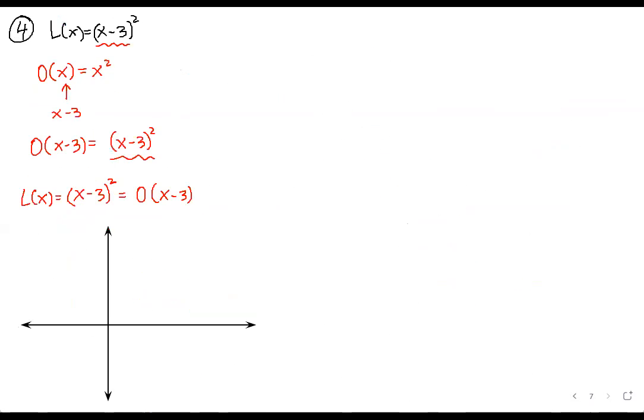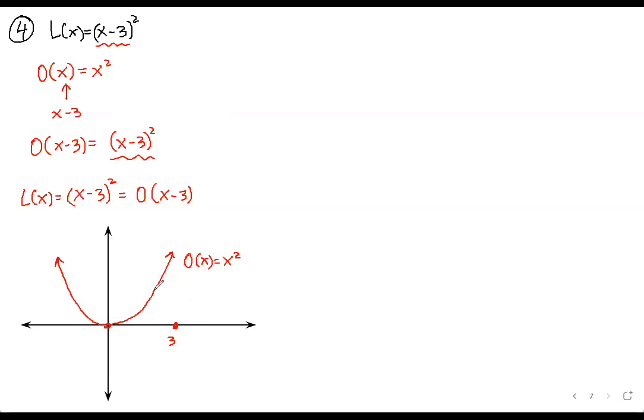So go back again here. The function is O of x, a parabola, O of x equal x square. Then I have to shift this one, using the third property, 3 units to the right. So here 0, 0 will be like 3 and 0.